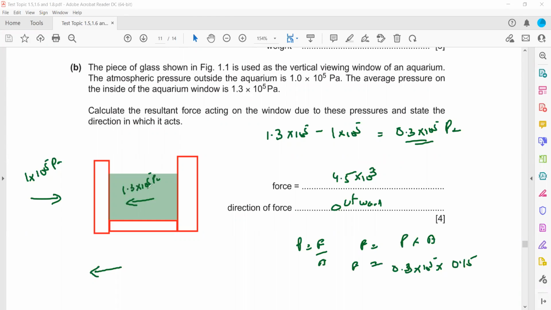You can also solve in another way: calculate the force from inward and the force from outward, and then take the difference of the force to get the resultant force. So both ways it can be done. You calculate the difference in the pressure, and that difference will give you the resultant pressure, because they are in opposite directions, and then using the formula, you will get the force. Or the second method which I mentioned, you have the area 0.15, so I'll calculate the force here.